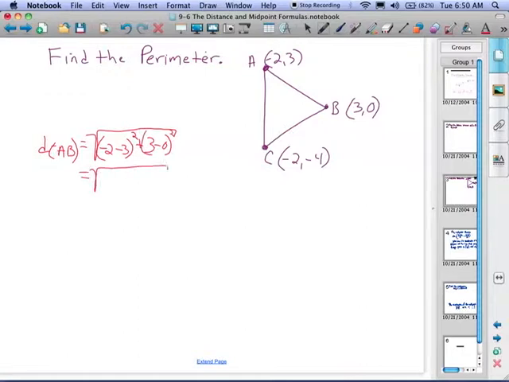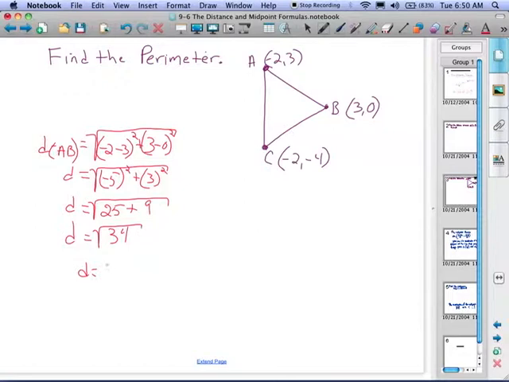Simplifying this, -2 minus 3 is going to be -5 squared plus 3 minus 0 is going to be 3 squared. Simplifying one more step, -5 squared is going to be 25, and 3 squared is going to be 9. 25 plus 9 is 34. Put in the d, and the square root of 34 is roughly 5.8 units.